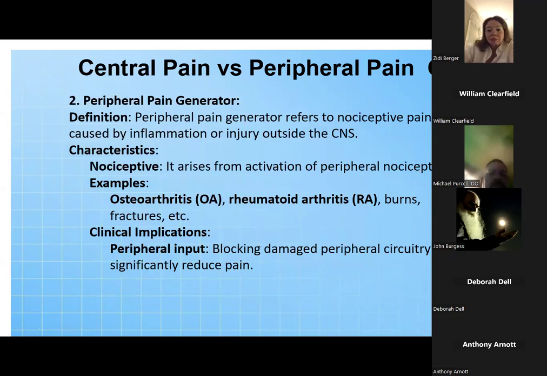So the peripheral pain generator is different from the central. The peripheral pain generator refers to nociceptive pain caused by inflammation or injury outside the central nervous system. So a burn in the foot, or gangrene, or fracture, or a stick, or a needle, or fire, whatever. All those injuries can lead to peripheral pain. You start with peripheral pain. And yes, if you have chronic peripheral pain and chronic stimulation of the central nociceptive neurons, then this may evolve into both peripheral and central pain.